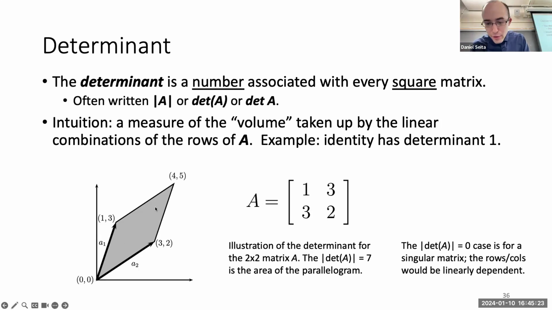I should also say there is a slight typo that I noticed. Usually you don't write the absolute values; you just write determinant of A. So just be aware of that. Any questions on the volume interpretation? I find this to be mainly helpful for 2D and 3D. If it's higher dimension, it's kind of hard to interpret.